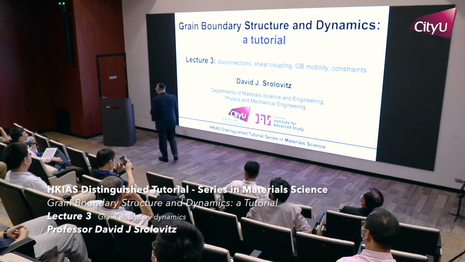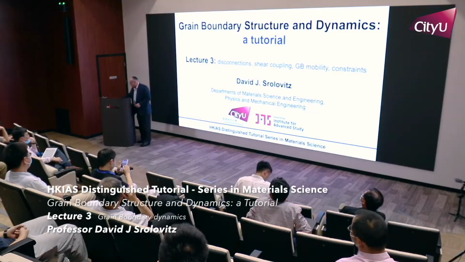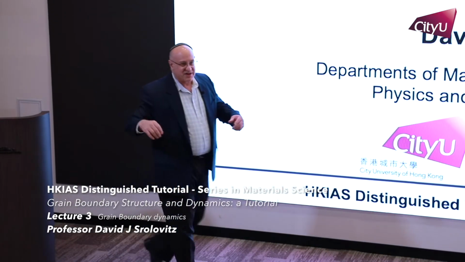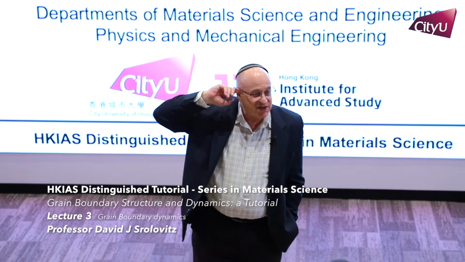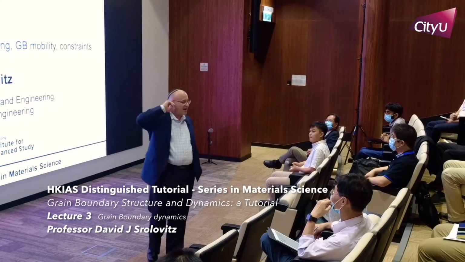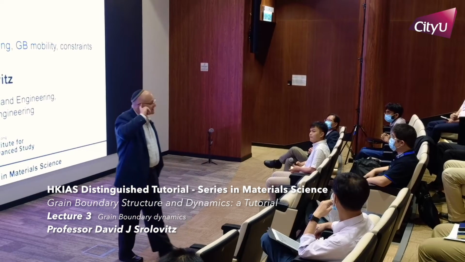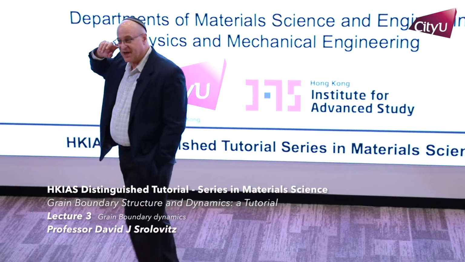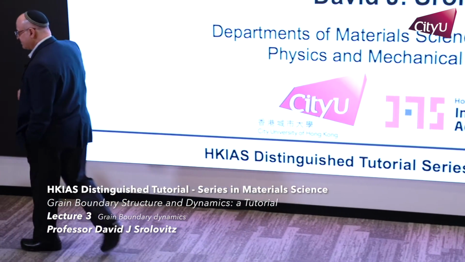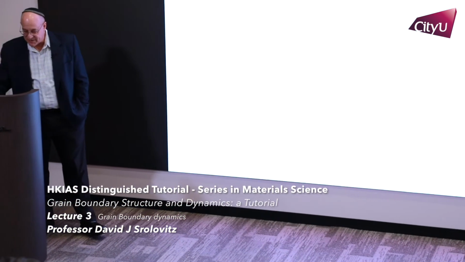So today what I'm going to do is go from the discussion of grain boundary structure, grain boundary thermodynamics, grain boundary metastability, and certain kinds of defects in grain boundaries. And what I'm going to do today is focus more on defects that affect how grain boundaries move, not just defects in the structure. I mean, of course, they're related.